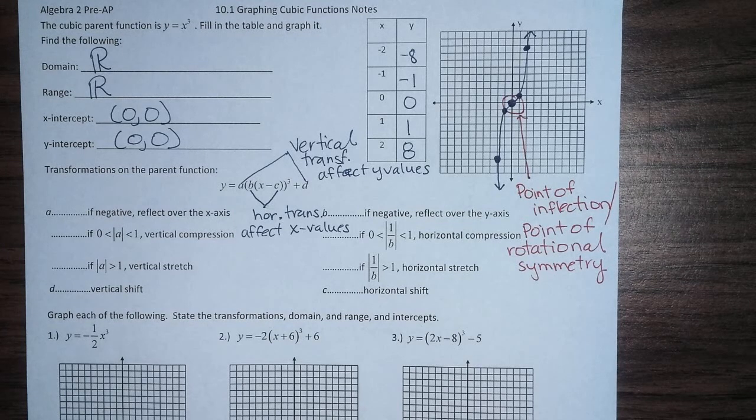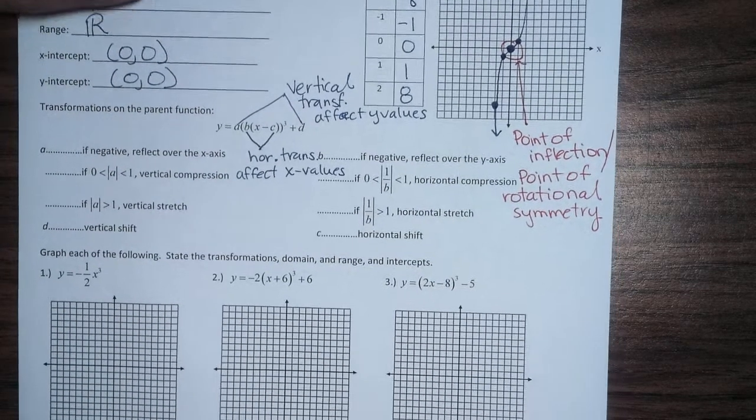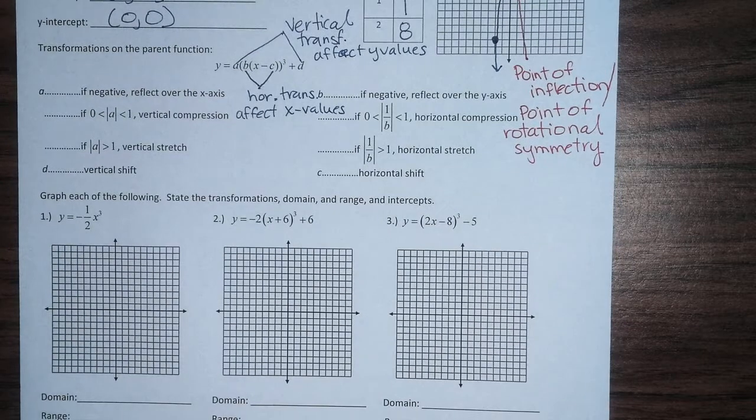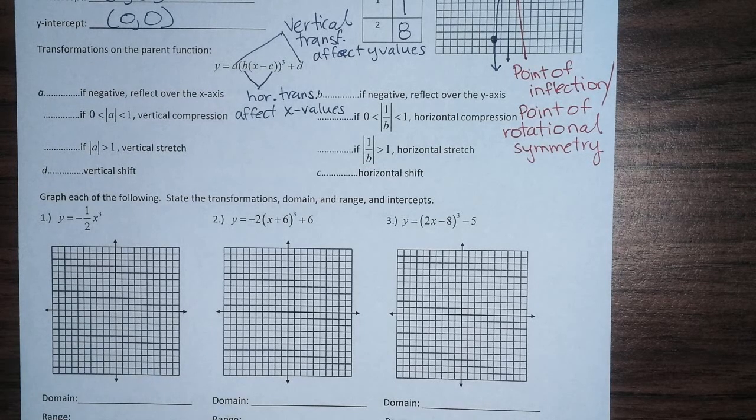So let's graph numbers 1, 2, and 3. We're just going to practice graphing these transformations. On the quiz, these are multiple choice, so you would just have to look at the graph and see which one matches your graph. So let's start with the first one. This very first graph, there's different ways to graph this.